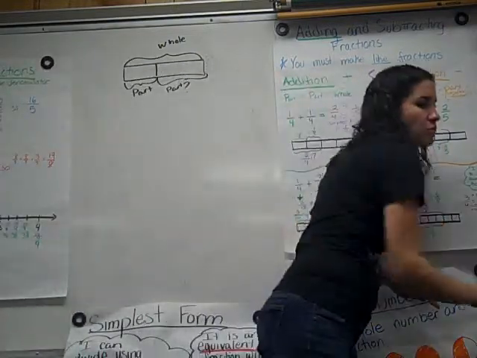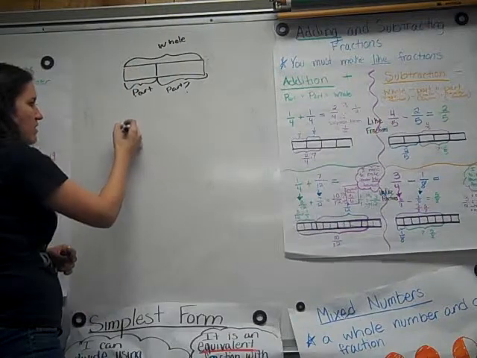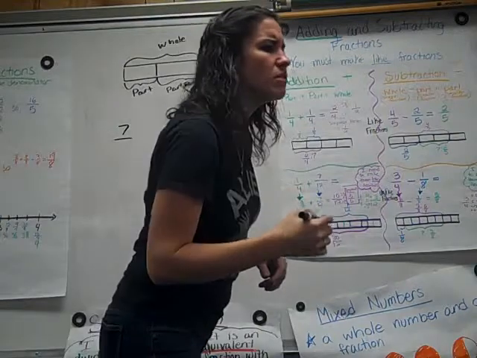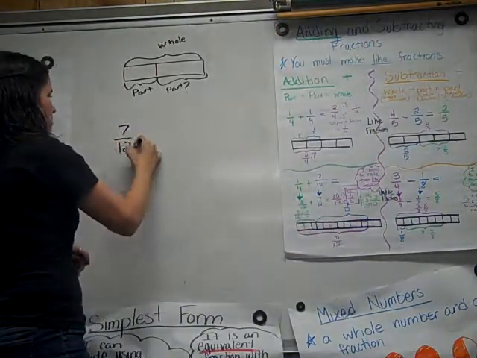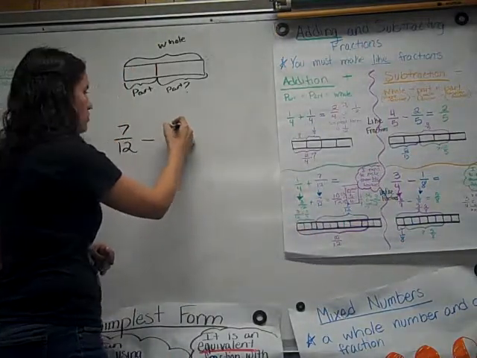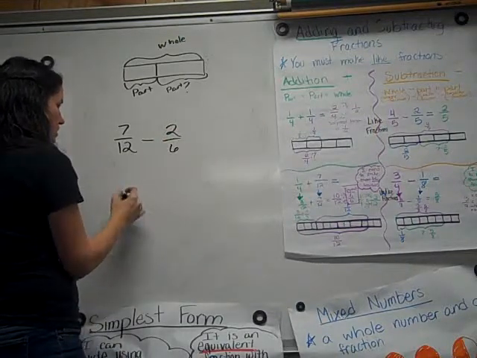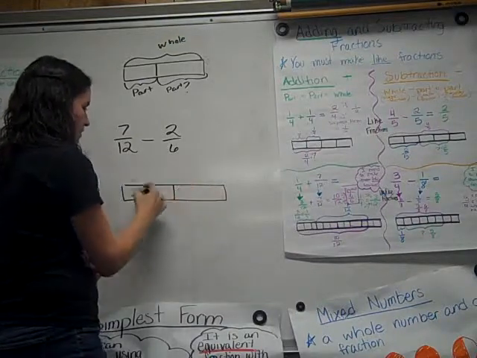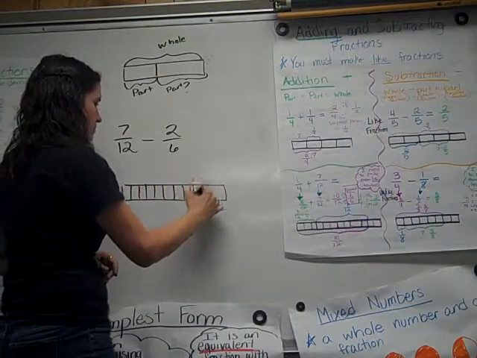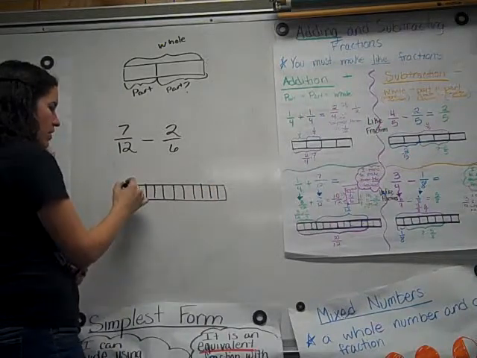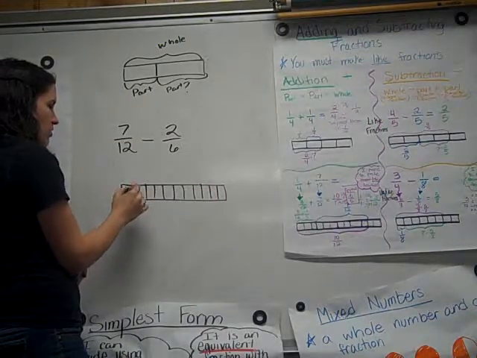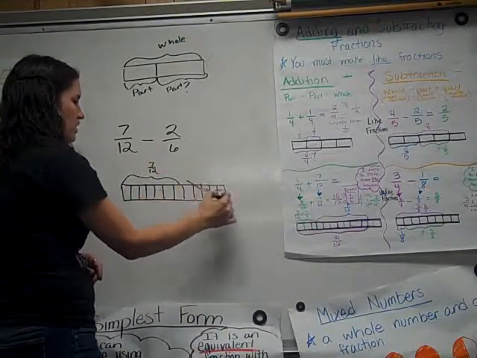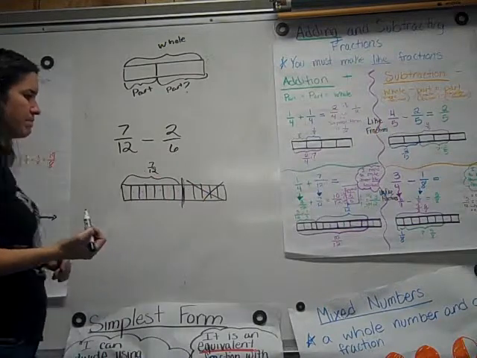So this time I'm doing 7/12 minus 2/6. We would start with the 7/12. These are 12 equal parts. We're going to represent this 7/12. 1, 2, 3, 4, 5, 6, 7 of these are what we're using. We don't really need these other ones, so we stop right there.